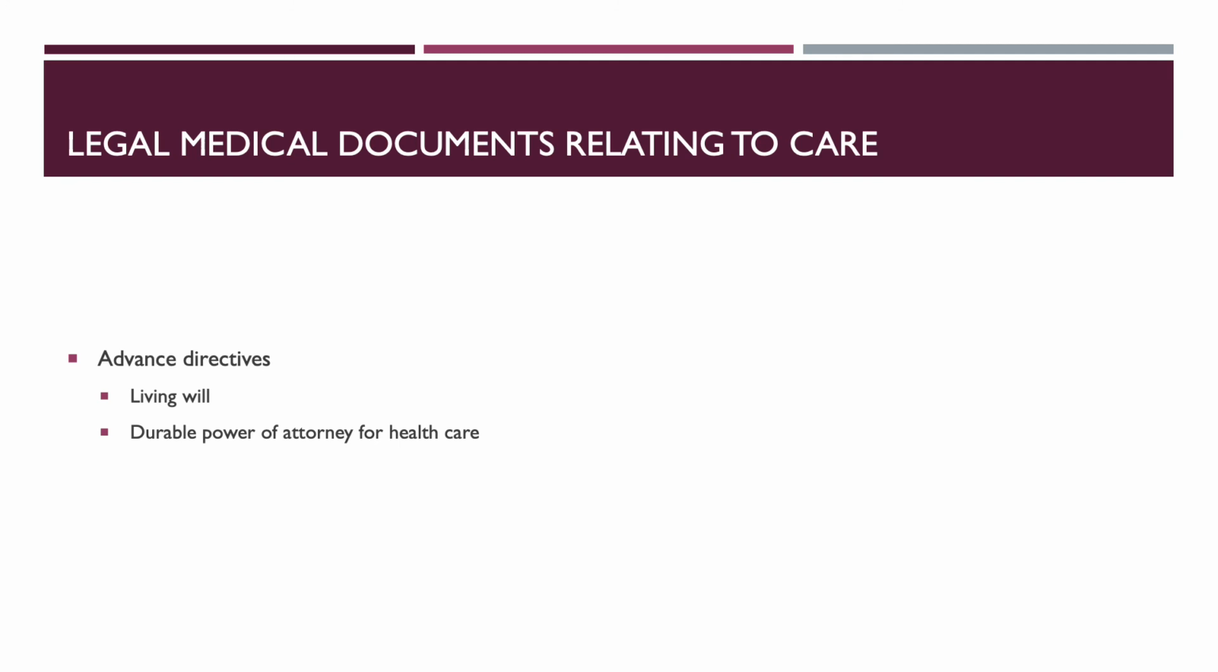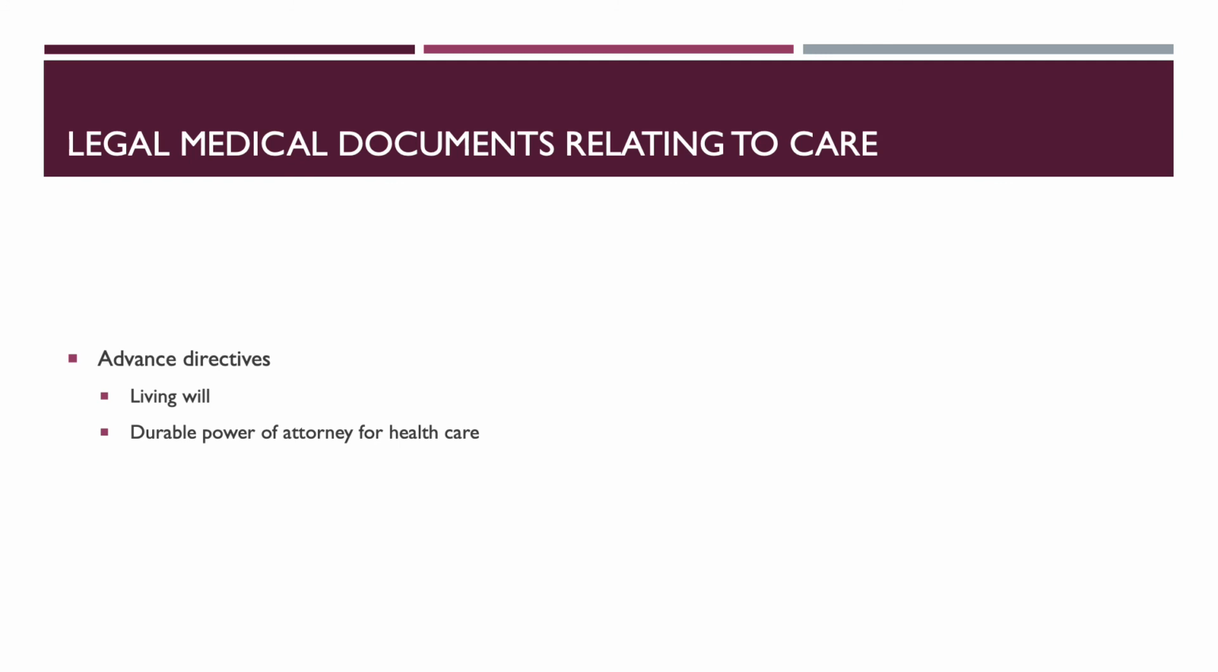When it comes to any type of medical care, especially the death and dying process, hospice care, terminal illnesses, and different things of that nature, there are going to be legal medical documents relating to their care. These legal medical documents are going to tell us what we can and can't do, or what the wishes of the patient are. So these are what we call advance directives. Two of the most common types of advance directives are what we call a living will or a durable power of attorney for healthcare.